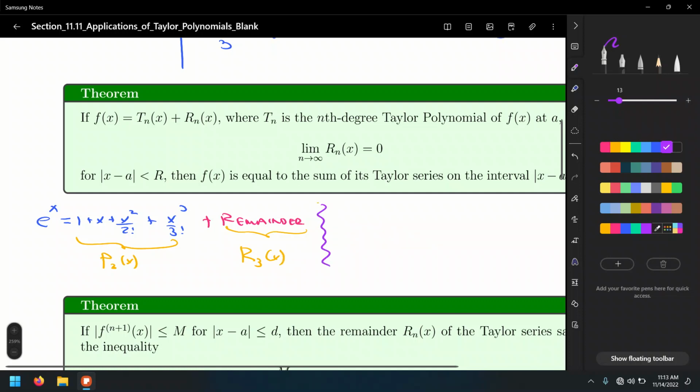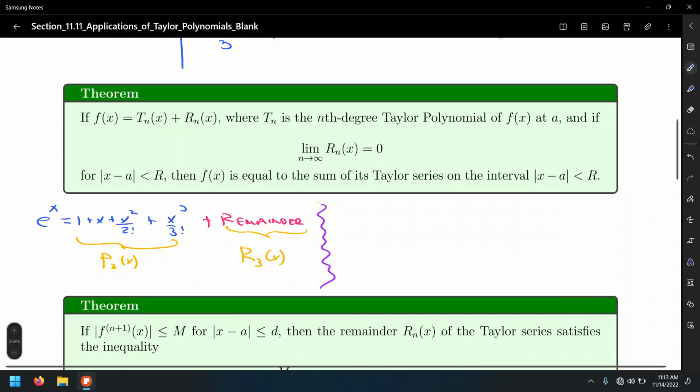To come up with a better approximation, of course, e to the x equals, for example, 1 plus x plus x squared over 2 factorial plus x cubed over 3 factorial plus x to the 4 over 4 factorial plus x to the 5th over 5 factorial plus x to the 6 over 6 factorial. Well, in this case I'm using the 6th degree Taylor polynomial, which in comparison with the cubic one is going to give us a better approximation.